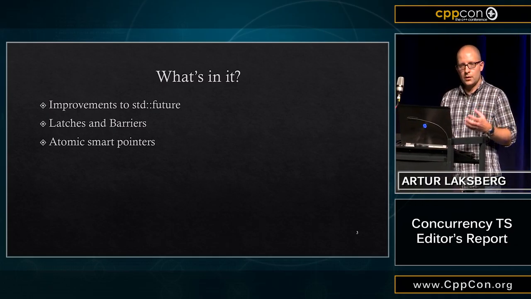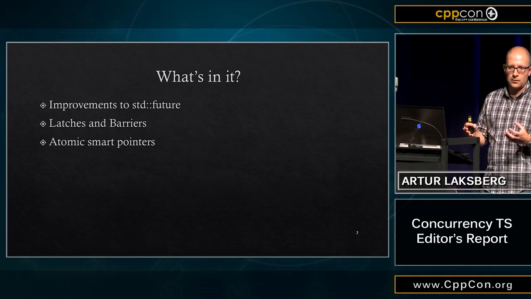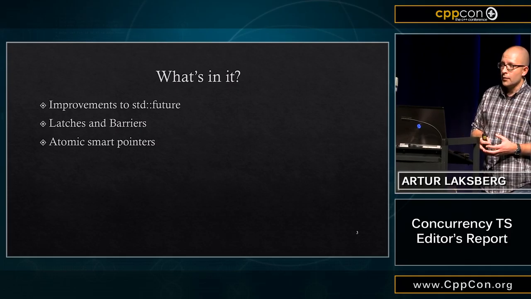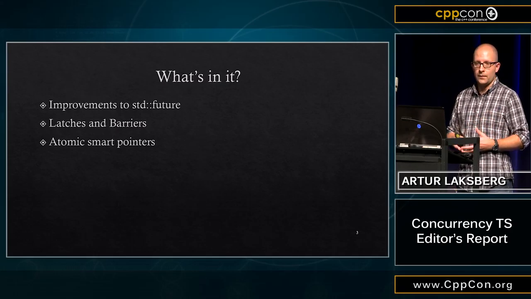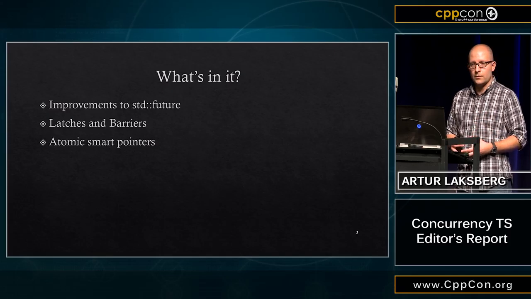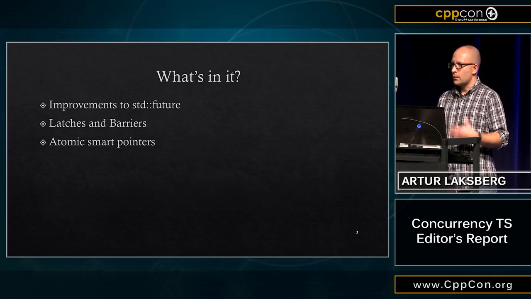So you should not think of this TS as a single cohesive feature. Rather, it's a collection of features that the committee could agree on. It could have been less, it could have been more. I'm happy that we have what we have here. Also, this TS is not the end of the road of this work. This is a V1 version of the proposal. There is going to be a V2 and V3. We know there are missing features. We're working on adding more.